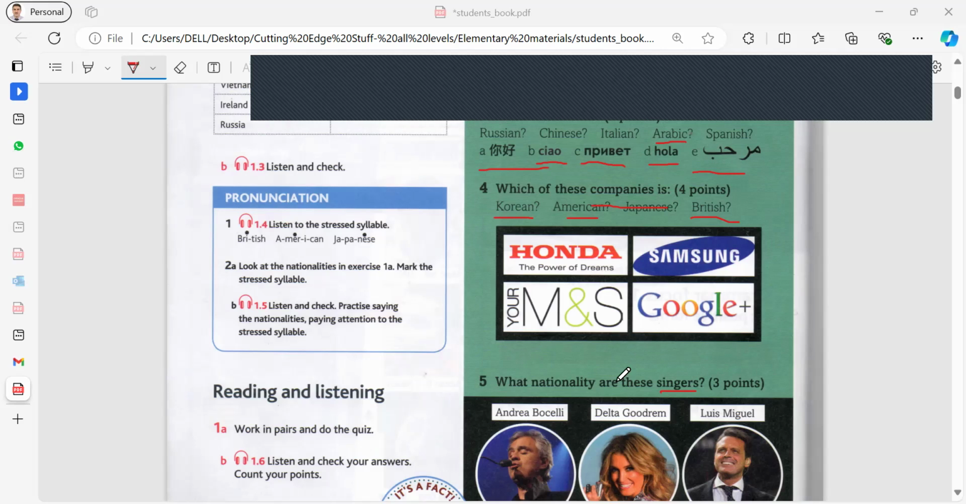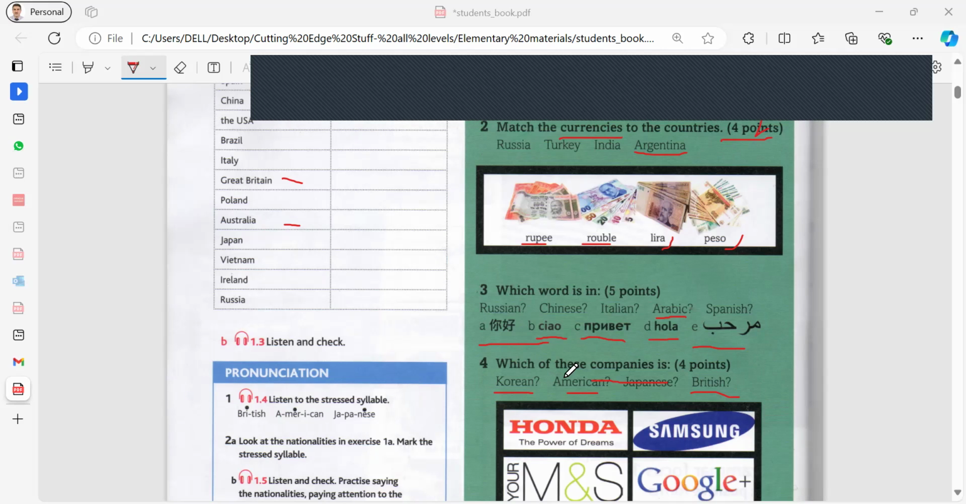Three. All of these words mean hello. A is in Chinese. B is in Italian. C is in Russian. D is in Spanish. And E is in Arabic.